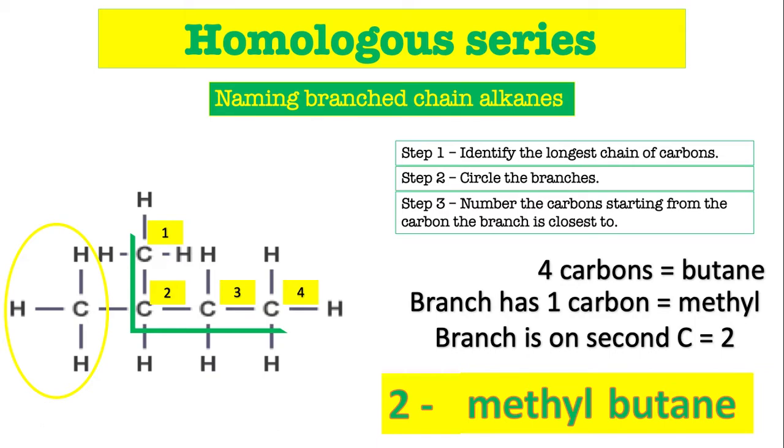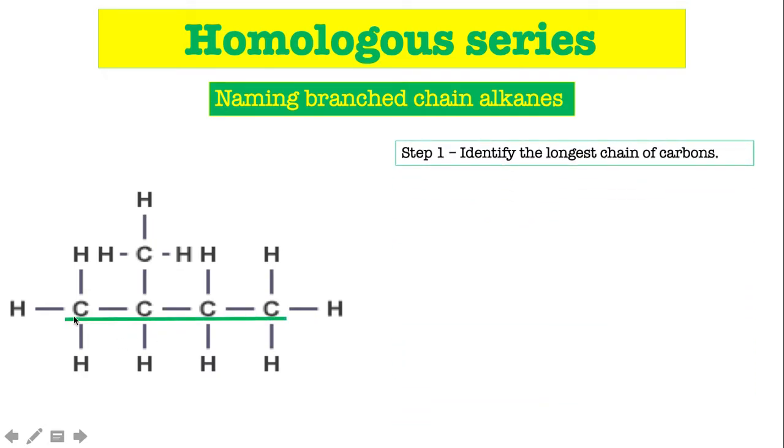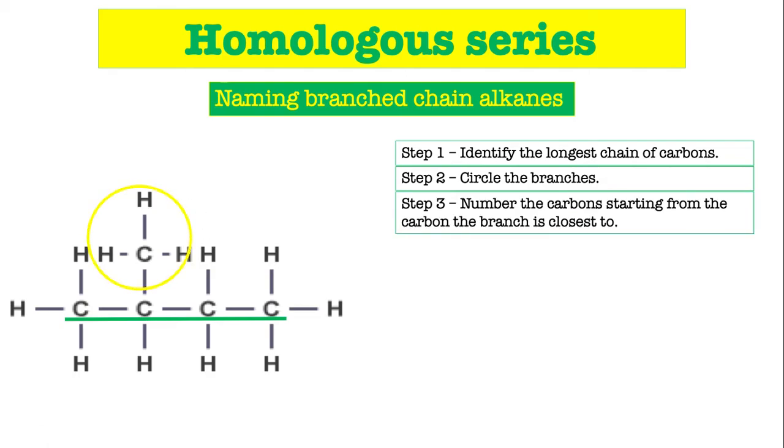What I'm going to quickly do is show you, instead of having the longest chain of carbons this way, see if you were just to identify this line as the longest chain of carbons, that you still will come up with the exact same name. So the second step would be circle your branch. This bit now won't be your branch because that's part of the carbon chain. If we look at all these carbons in this straight chain, this carbon is the only one that's got a big branch attached to it. So circle that branch.